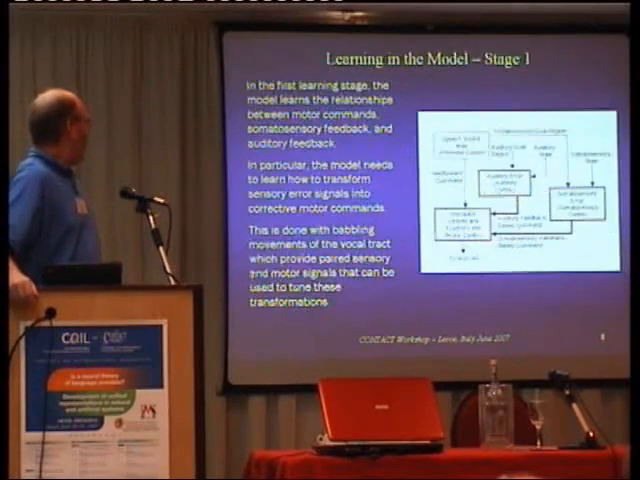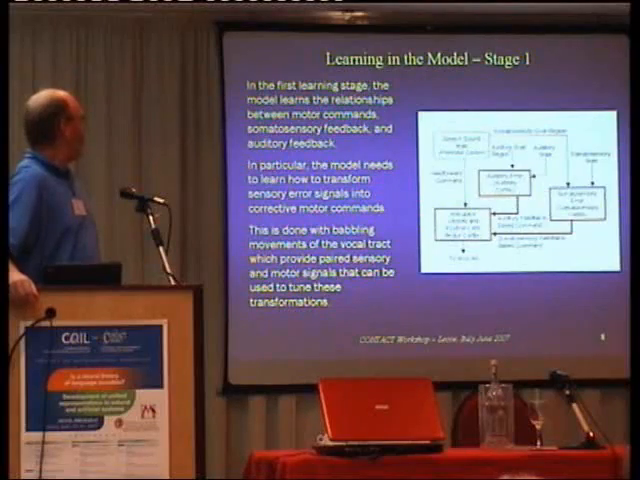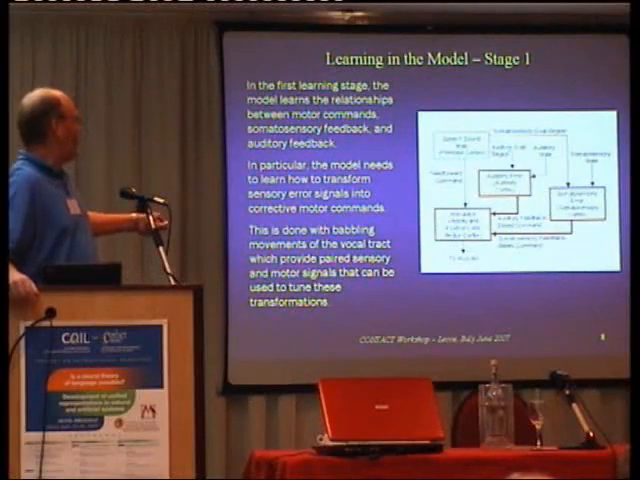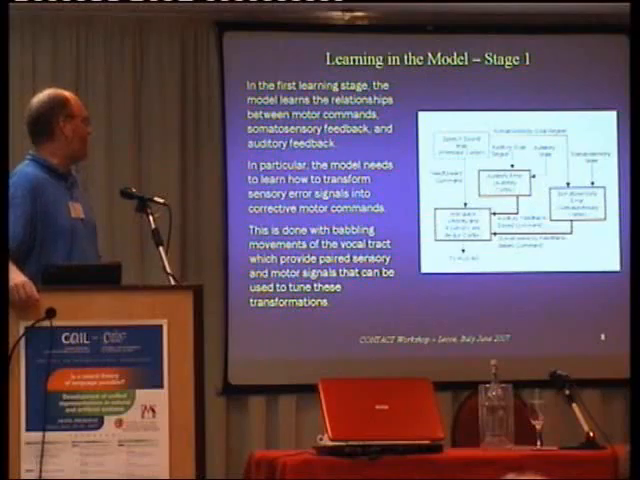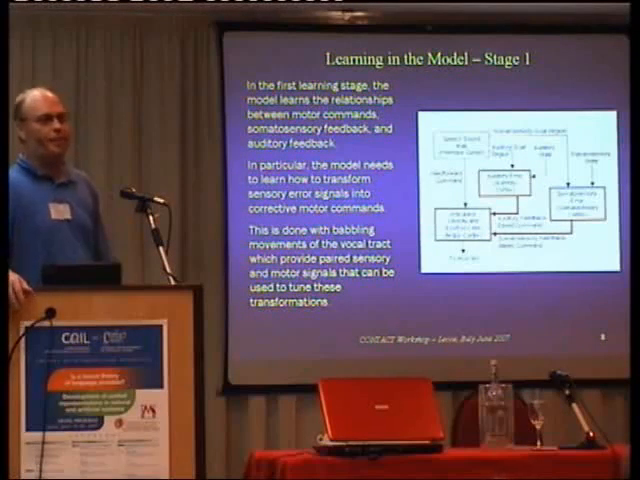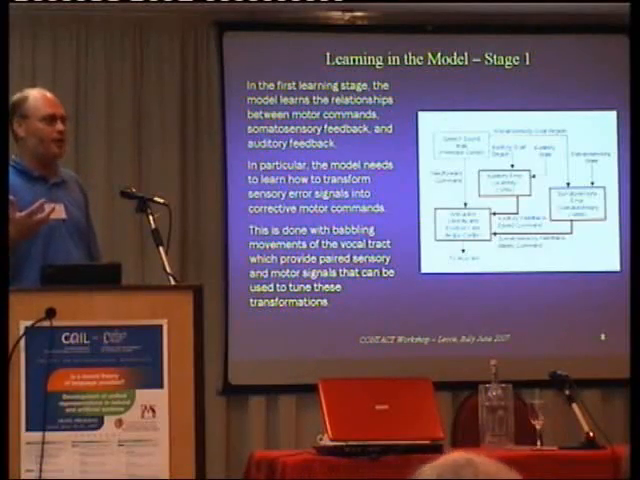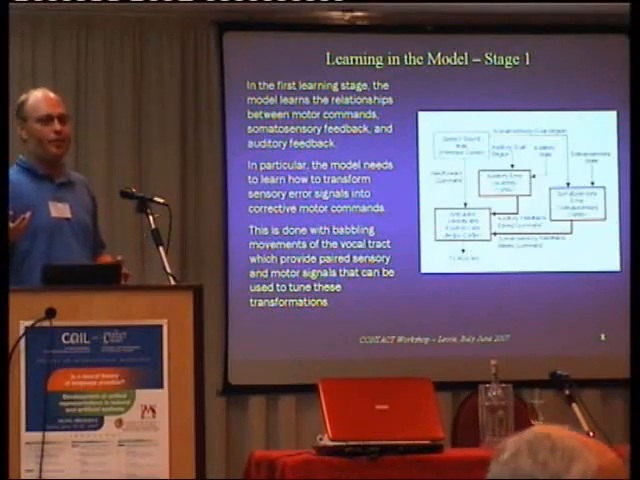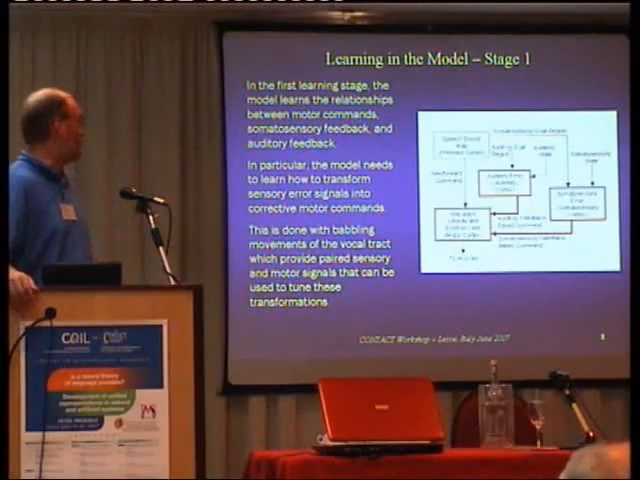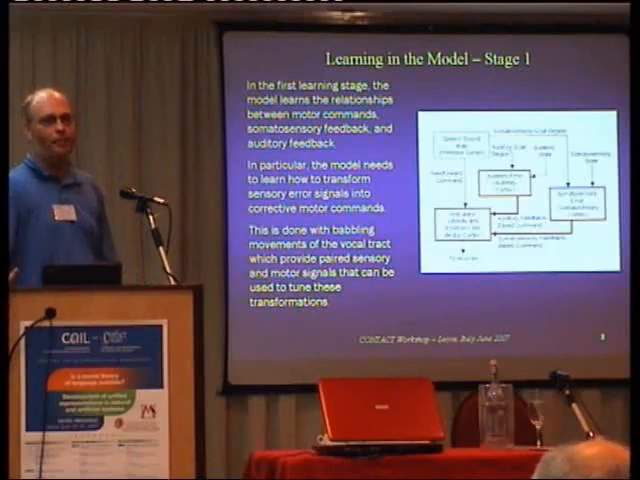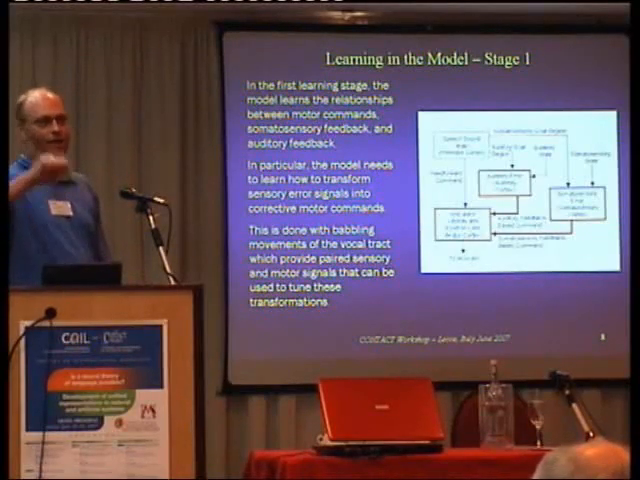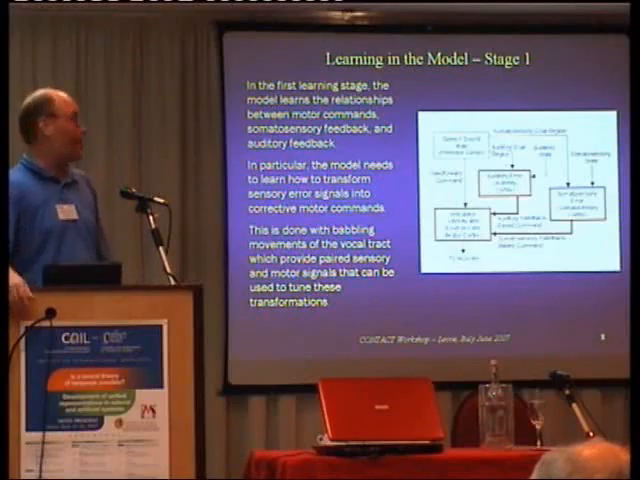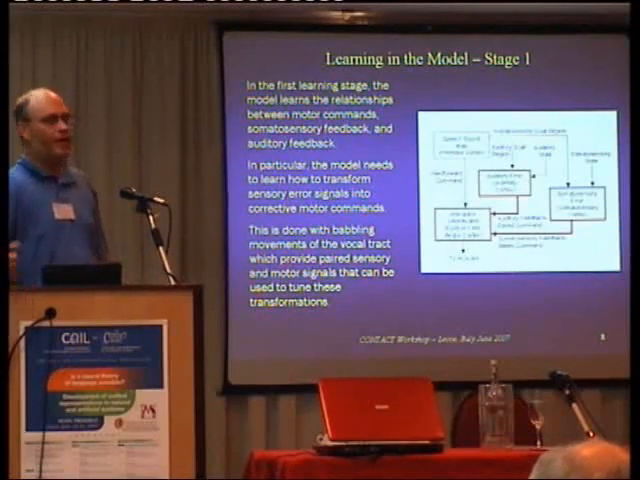Okay, so first thing we have to do in the model is we have to tune up all these synaptic connections that I have shown in the model. And the first process that we do is not dependent on any particular speech sound. It's really just learning the physical relationships between movements of speech articulators, the sounds that are produced, and the somatic sensations that are produced. And that's done with a random babbling cycle. So we just activate random movements of the articulators, as I showed in the earlier video, and that generates somatosensory and auditory feedback for the system.